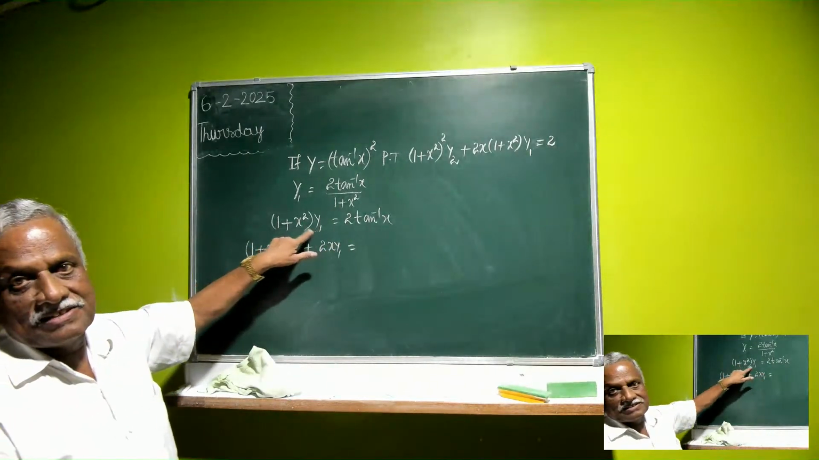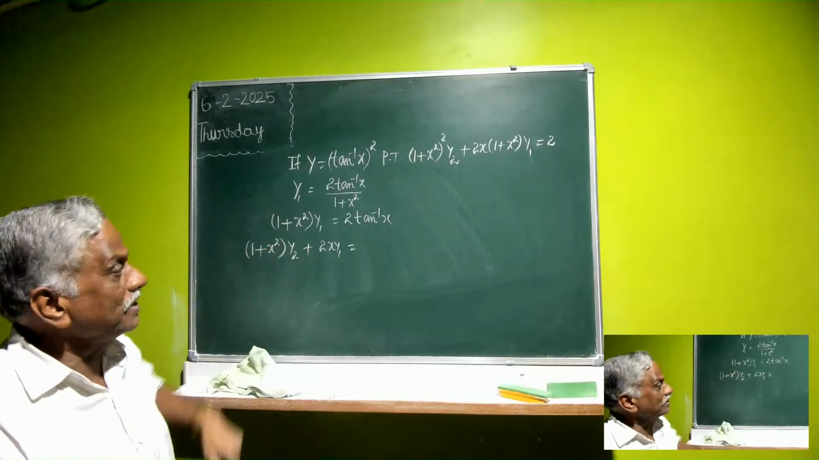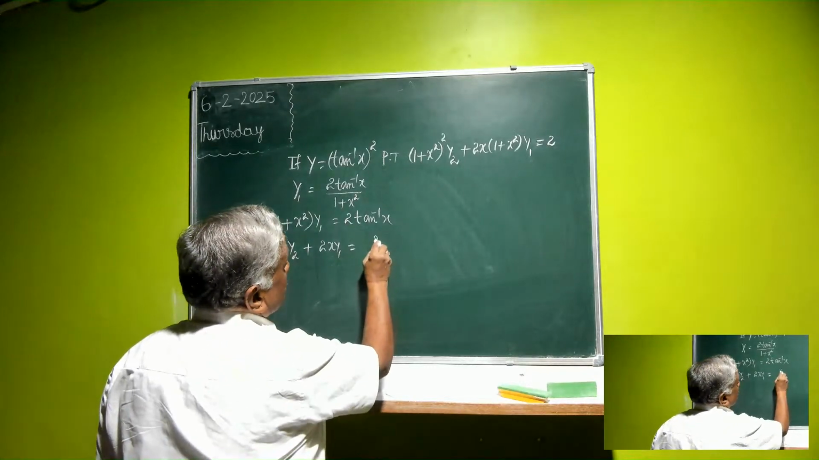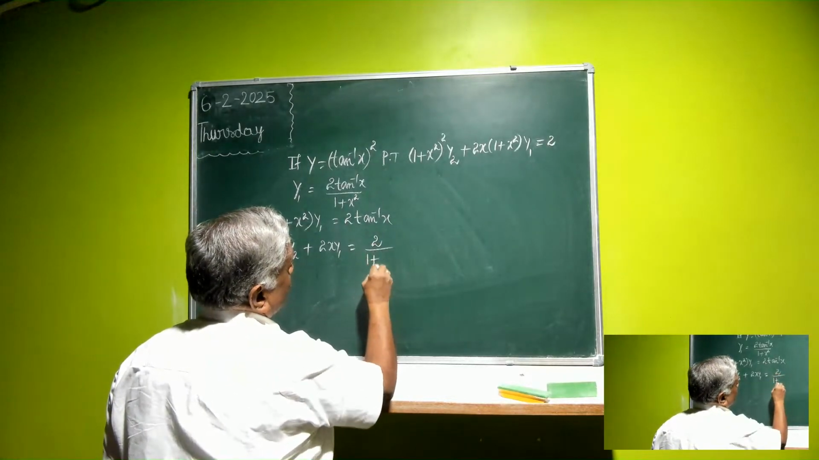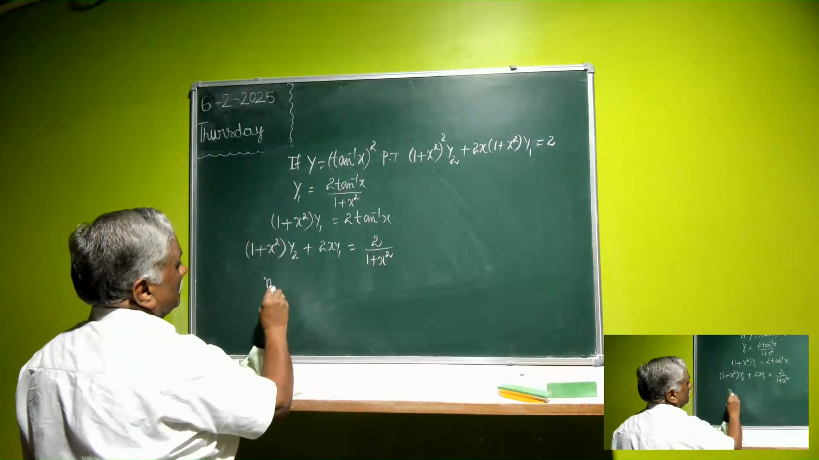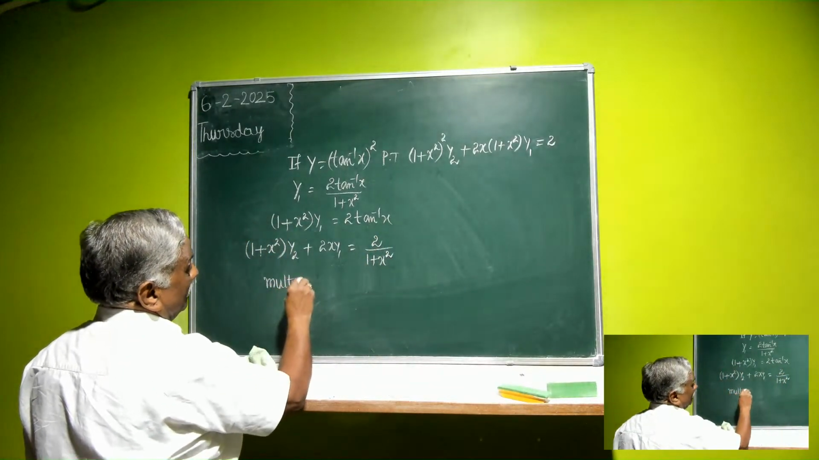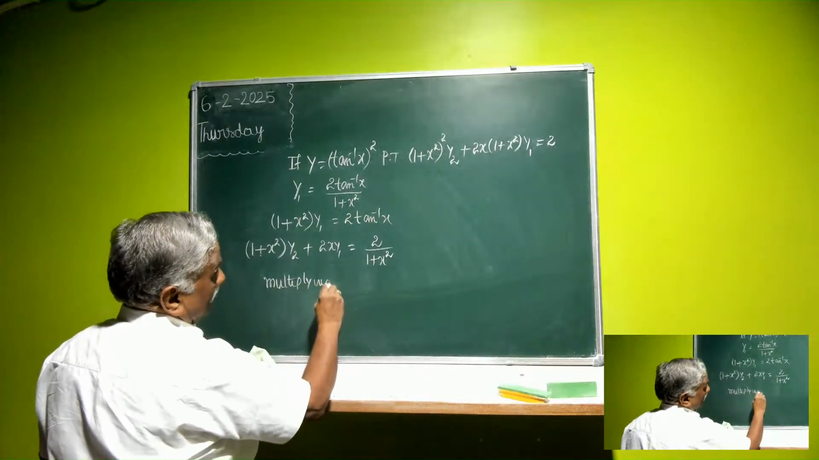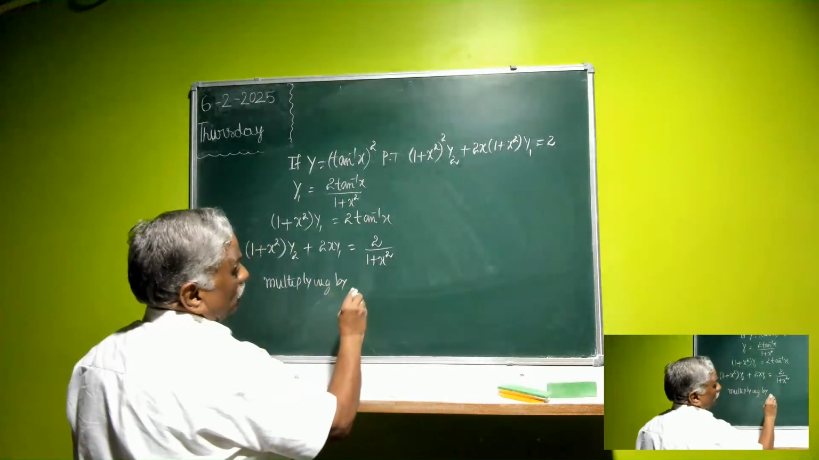Keep y1 as it is. Differentiation of 1 is 0. x square is 2x. Now 2 is a constant. Tan inverse x is 1 plus x. What is the next step? Multiplying by 1 plus x.